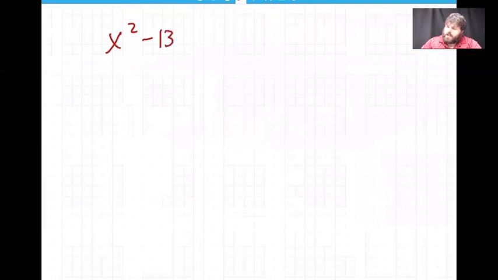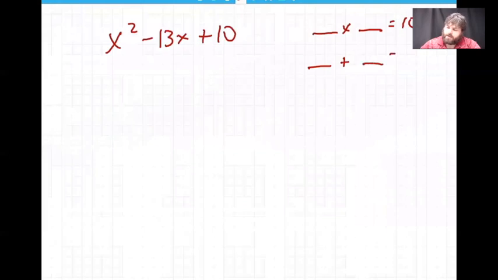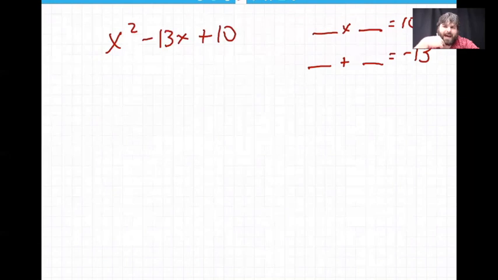All right, let's try one more. x squared minus 13x plus 10. Two numbers multiply to be 10, add together to be -13. Let's think about this. If they multiply to be 10, they could both be positive, because two positive numbers multiply to make a positive 10. They could also both be negative. A negative number times a negative number would actually make a positive. The question is, do they both have to be positive or both have to be negative? Do two positive numbers add to be a negative 13? Is that possible? No, that's not possible. So they both have to be negative.